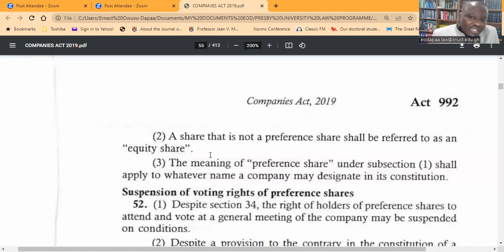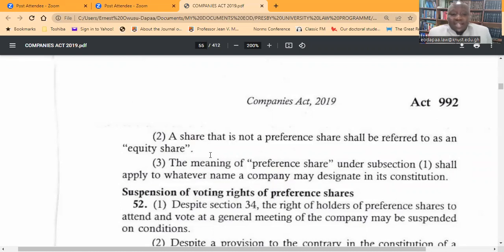So if it's not a preference share, then it's what? It's an equity share. And if we have to define an equity share, it is a share which is not preference share. And we know what a preference share is because the law, by virtue of section 51, subsection 1, has defined what a preference share is. So let us keep that in mind.